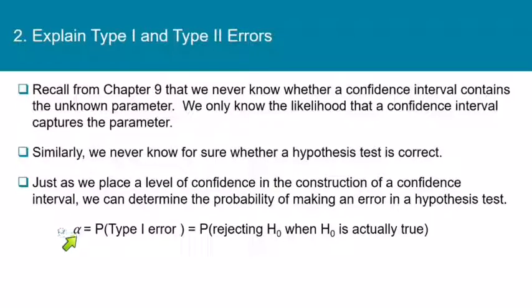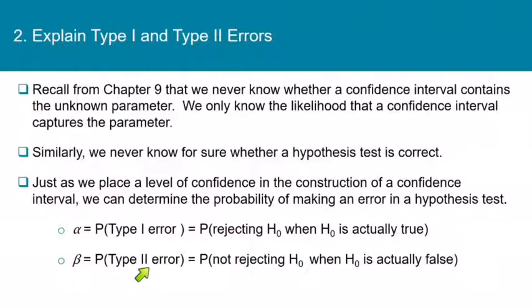Do you remember alpha from Chapter 9 when we did confidence intervals? Remember alpha was the area in the tails? Well, alpha, it turns out, is the probability of making a type 1 error. That is, alpha is the probability of rejecting the null hypothesis when the null hypothesis is actually true. And then beta is the probability of making a type 2 error. That is, beta is the probability of failing to reject H0 when H0 is actually false.